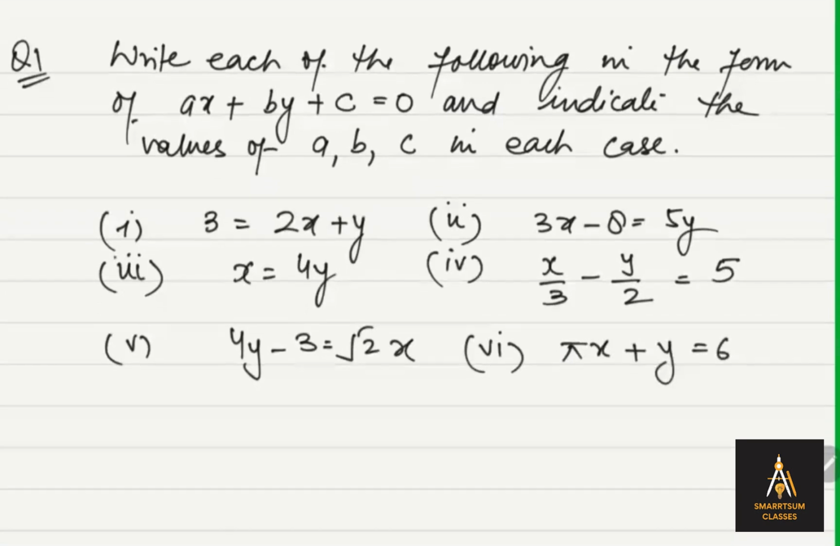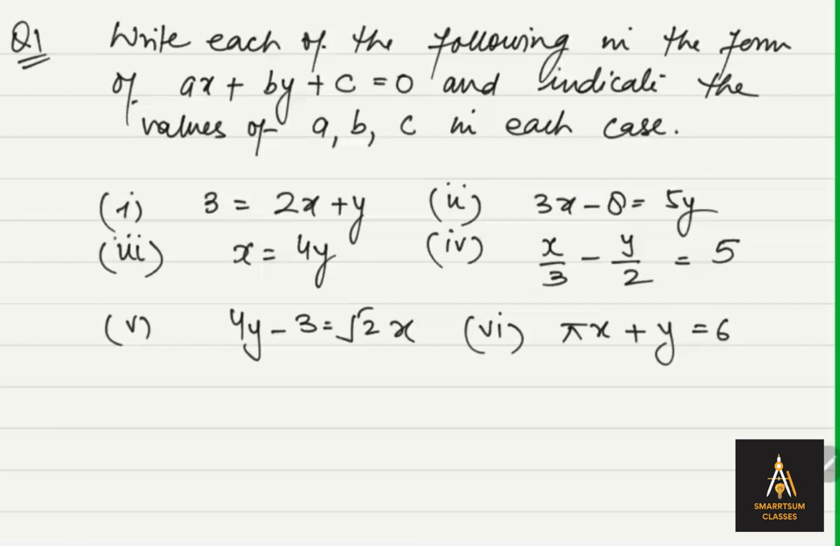Right? So you can see these are different types of equations. All are linear equations in two variables. So what is the question about? You have to write these equations in the standard form. What is the standard form? Ax plus by plus c is equal to 0. Then you have to find the values of a, b, and c. Understood the question? For example, let's look at the first one.